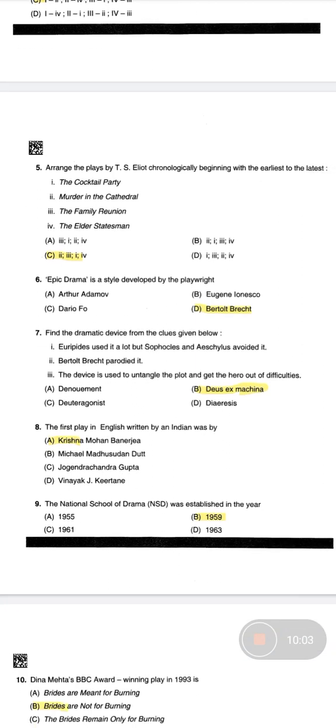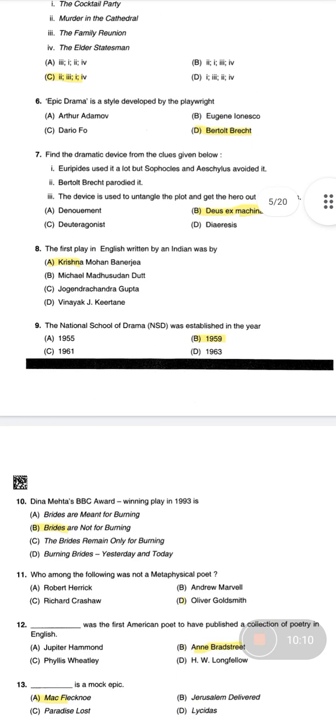NSD. Ninth question: the National School of Drama was established in the year 1959. So we have to learn all these things. Dina Mehta's BBC award winning play of 1959 is Brides Are Not for Burning. They can also ask how many acts there are. It is a play in 2 acts, written by Dina Mehta. The author is Dina Mehta.